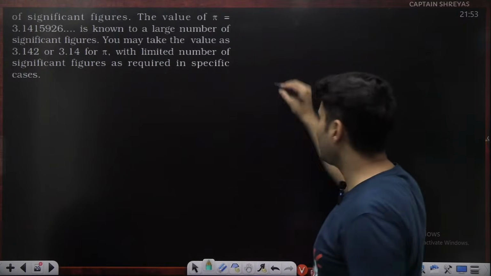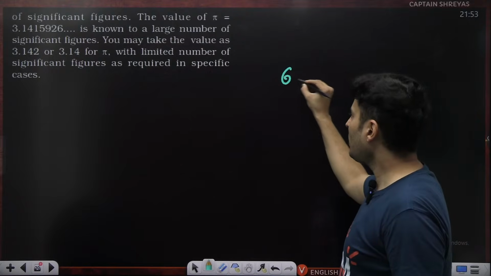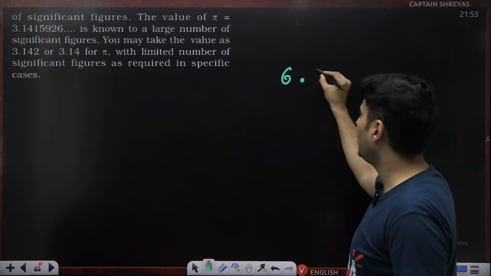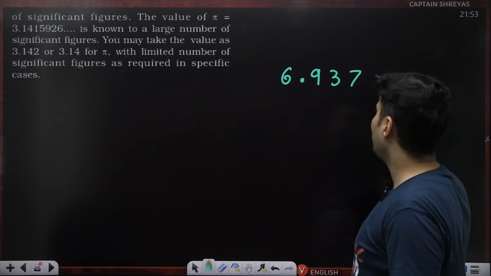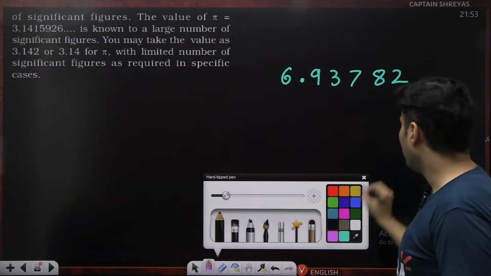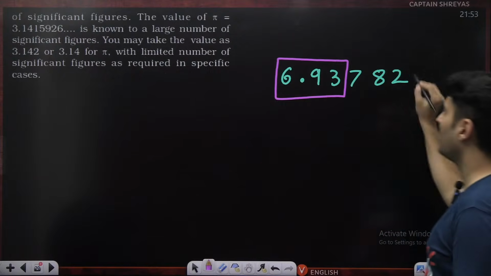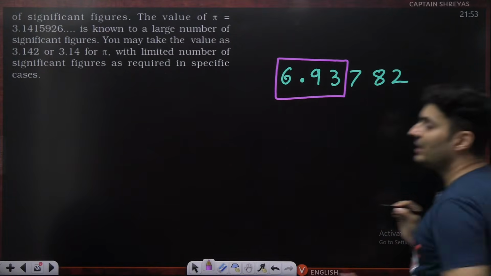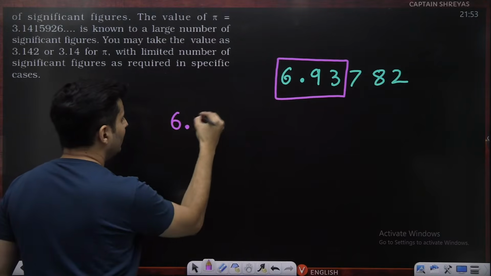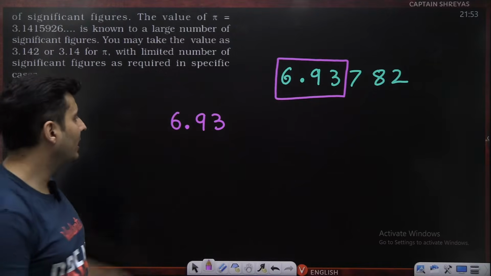I'll give an example. Imagine some constant had many decimal places. It was 6.9378 etc. And we were just bothered about two decimal places. So without looking at any other decimal place, you just took these three digits. Then that particular Pandu will write the constant's approximate value as 6.93. But that is not correct.